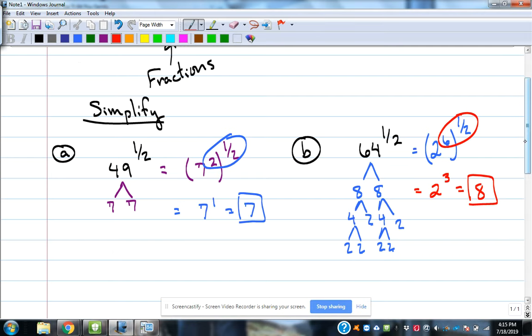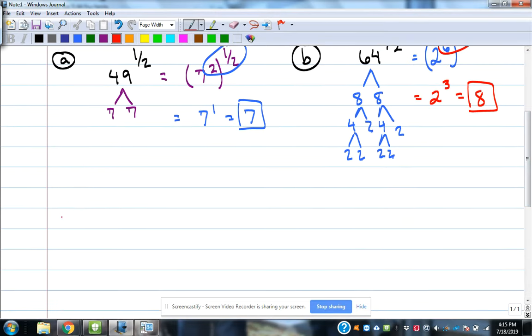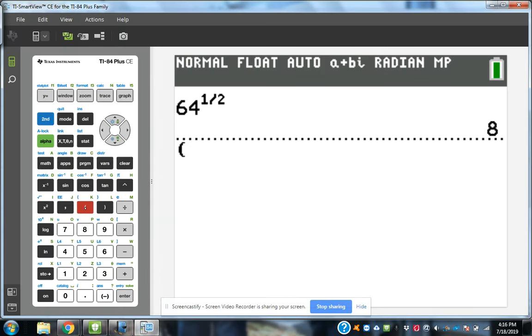Let's take a 1/3 power, just change it up. So example C, let's do negative 27 to the 1/3 power. If I think about that, I'm going to try it with my calculator, and I'm going to type it in: negative 27 raised to the 1/3.